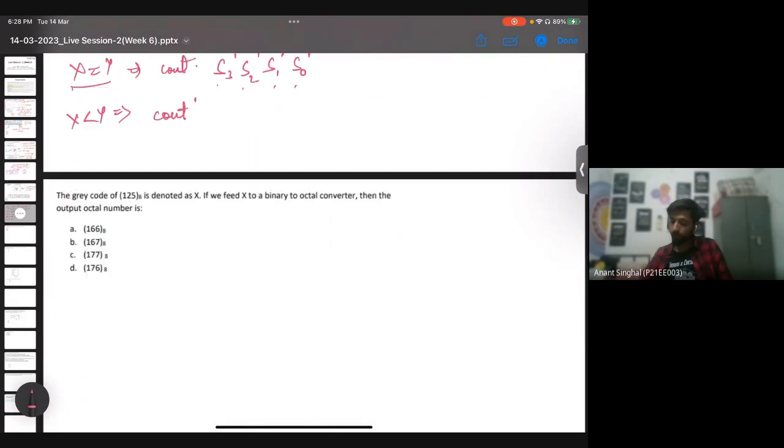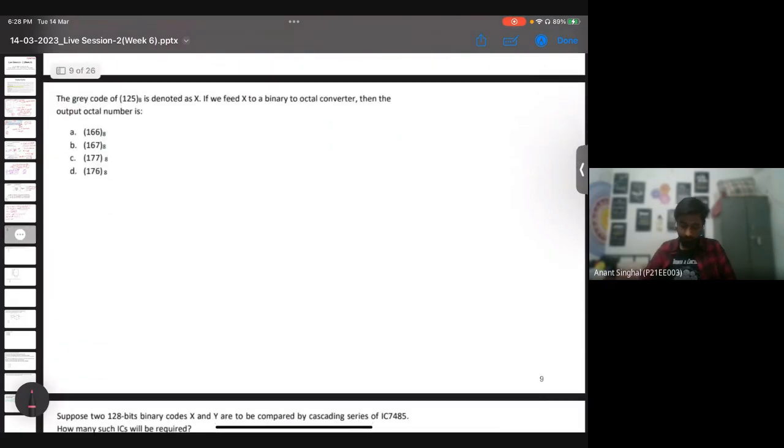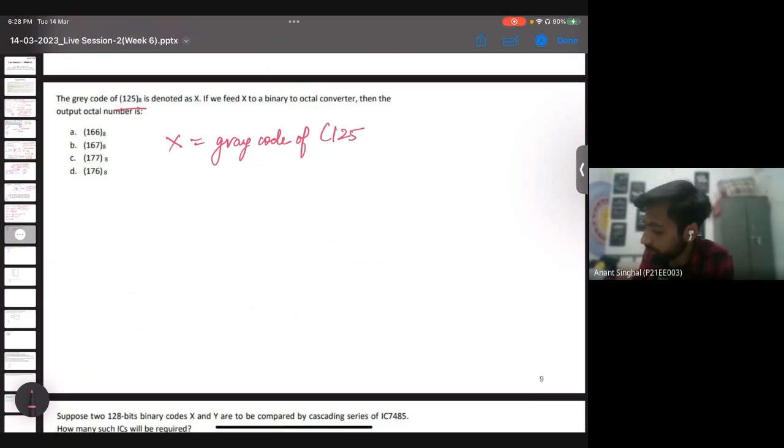So we can proceed to the next question. The next question says that the gray code of this number is denoted as x. So x is nothing but the gray code of 125 to the base 8. It says that when we feed x to a binary to octal converter, then that octal number will be what?